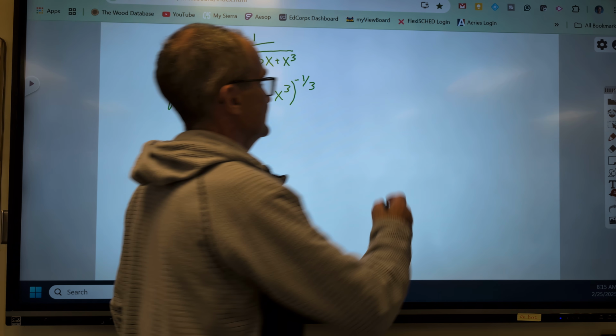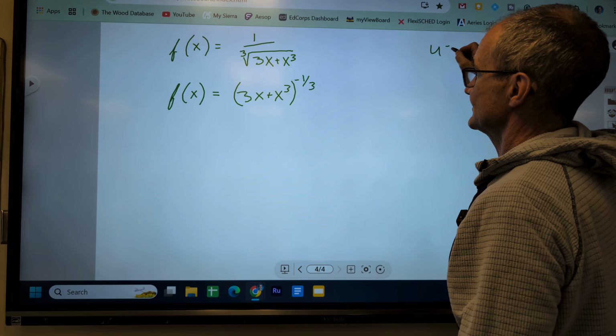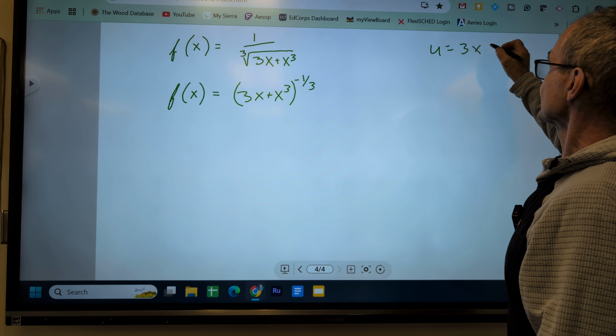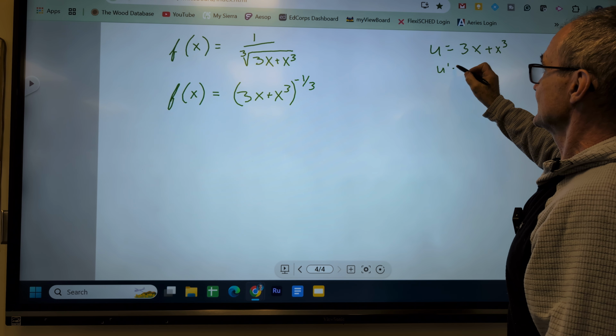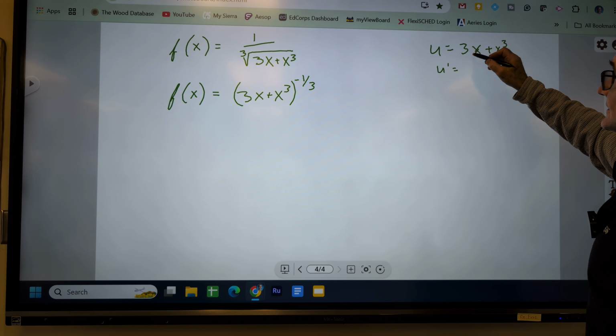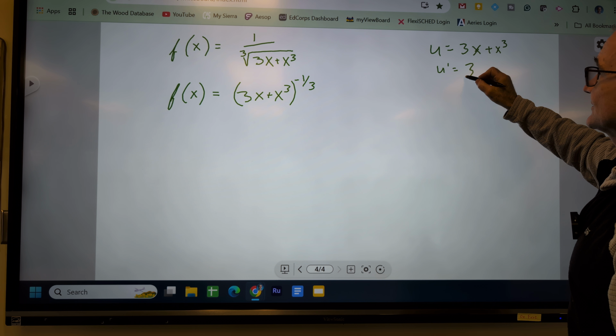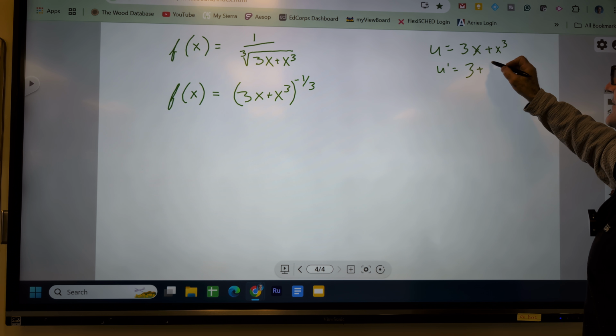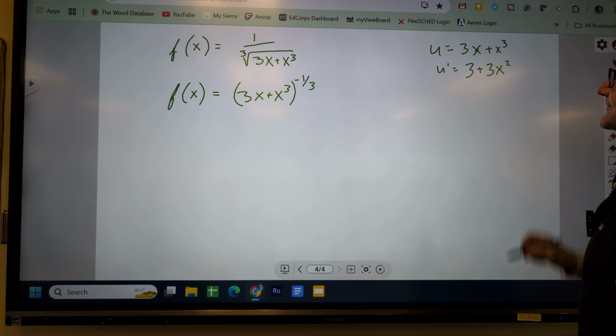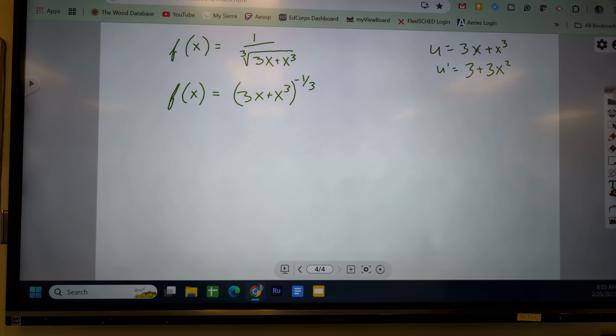I'm going to call this whole inside term u. So in this case, u is equal to 3x plus x to the third. So u prime is going to be equal to: 1 comes down in front to give me a 3, x to the 0 is equal to 1, plus 3 comes down in front, 3x squared. So that inside term is going to be that.